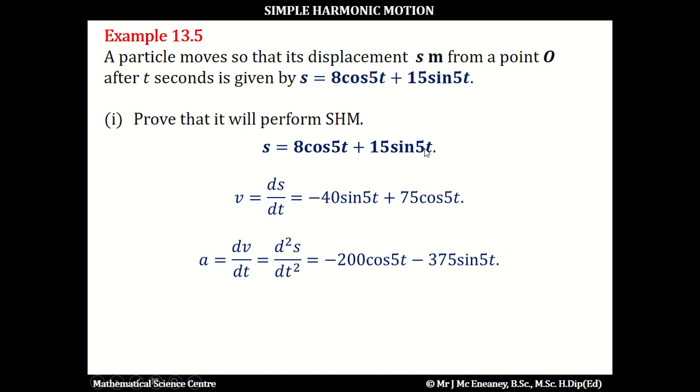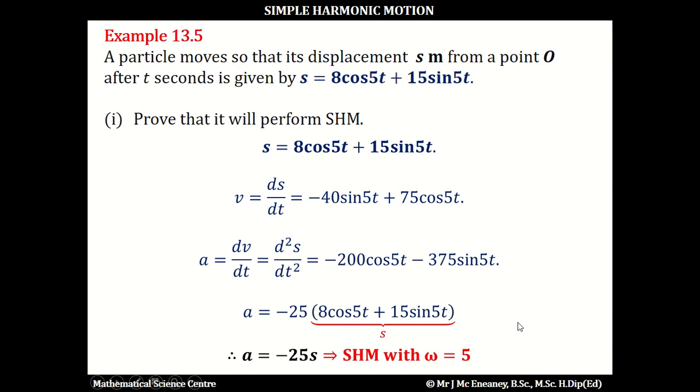Now omega is 5, so omega squared will be 25. So if we factorize minus 25 out of both of these terms, the acceleration is going to be minus 25 times 8 cos 5t plus 15 sin 5t. And this is what we started with. So this means a equals minus 25 times s. So this means the particle does execute simple harmonic motion with omega equals 5. So a does equal minus omega squared times s.